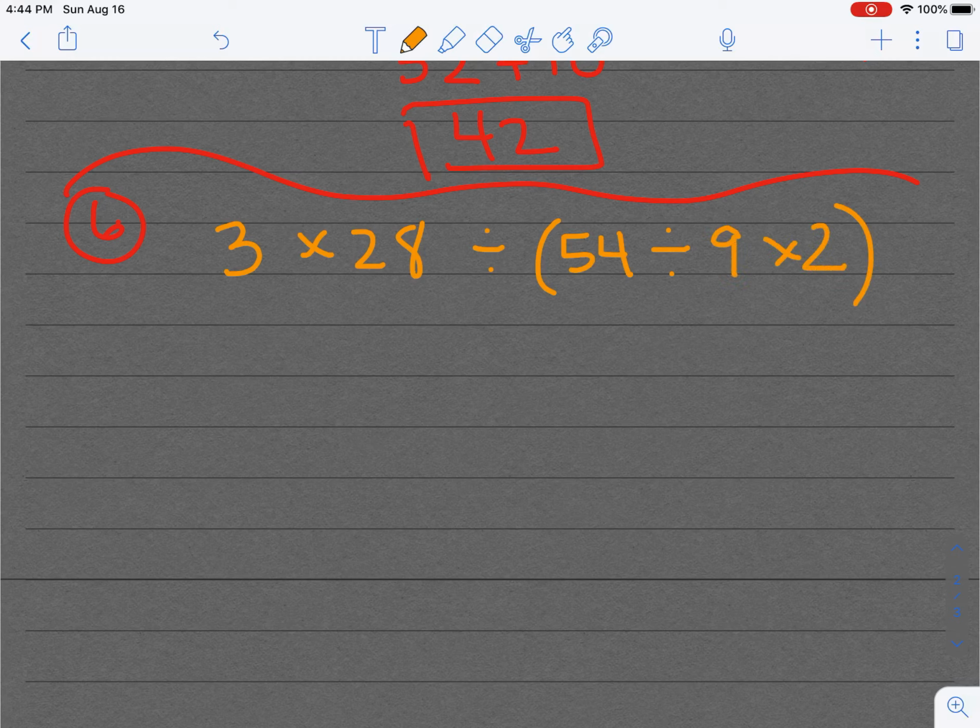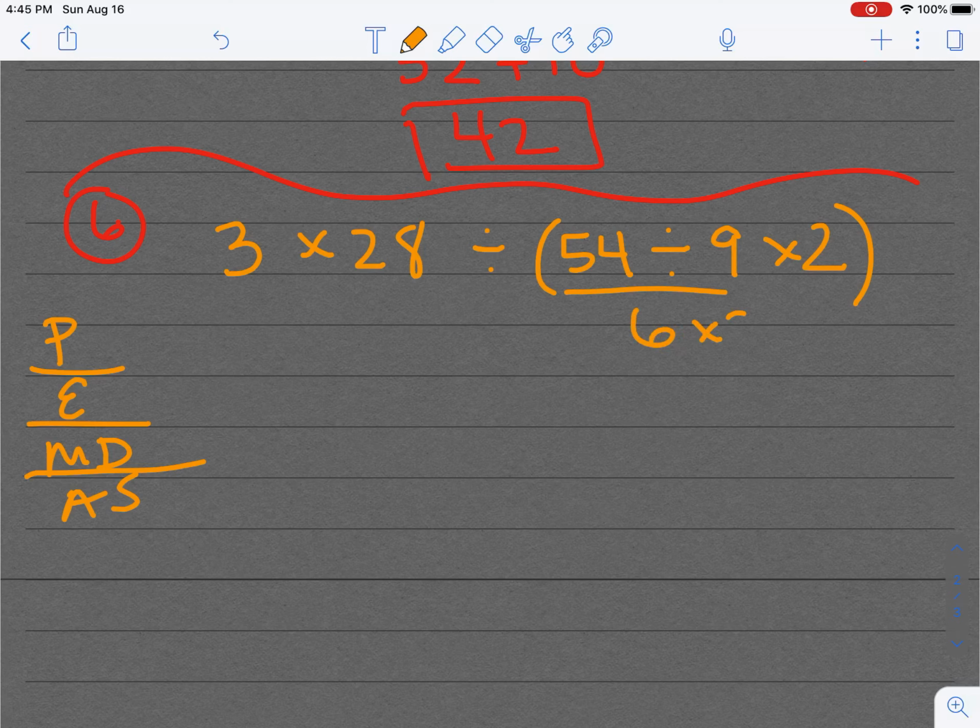Okay, so this one I picked because there's just so much going on that's not addition and subtraction, so you really have to watch your order. So 3 times 28 divided by, in parentheses, 54 divided by 9 times 2. So in parentheses I must start. And in parentheses I'm going to go left to right with that multiply and divide. That means this must happen first. That's 6. Bring down the rest.